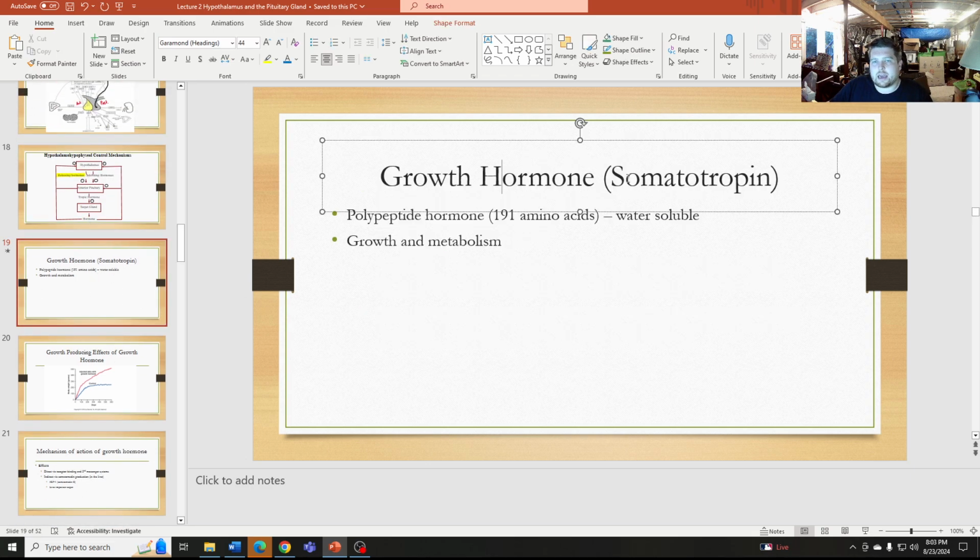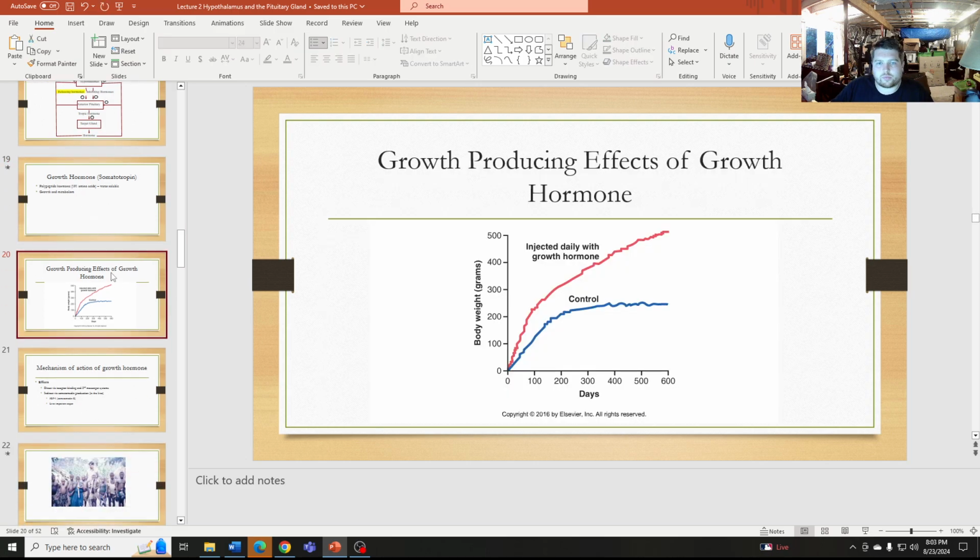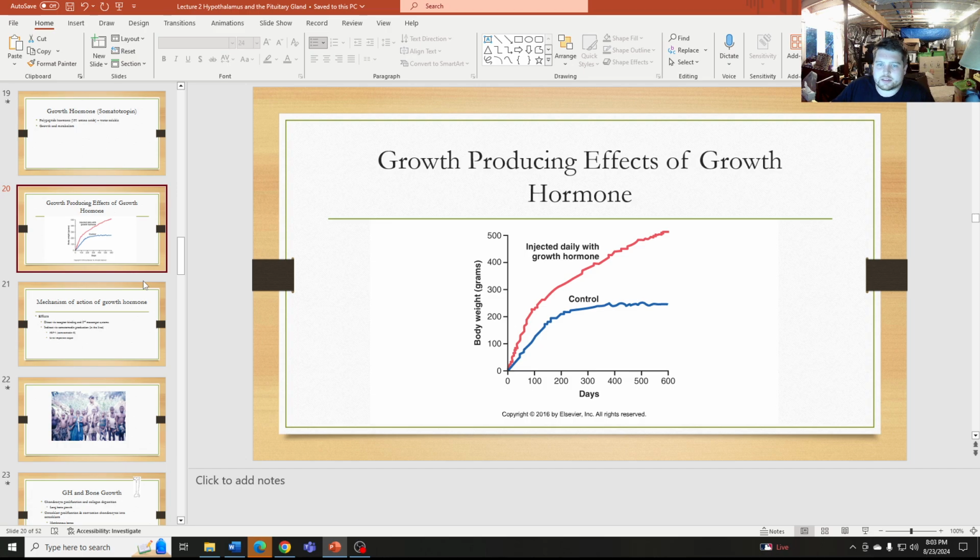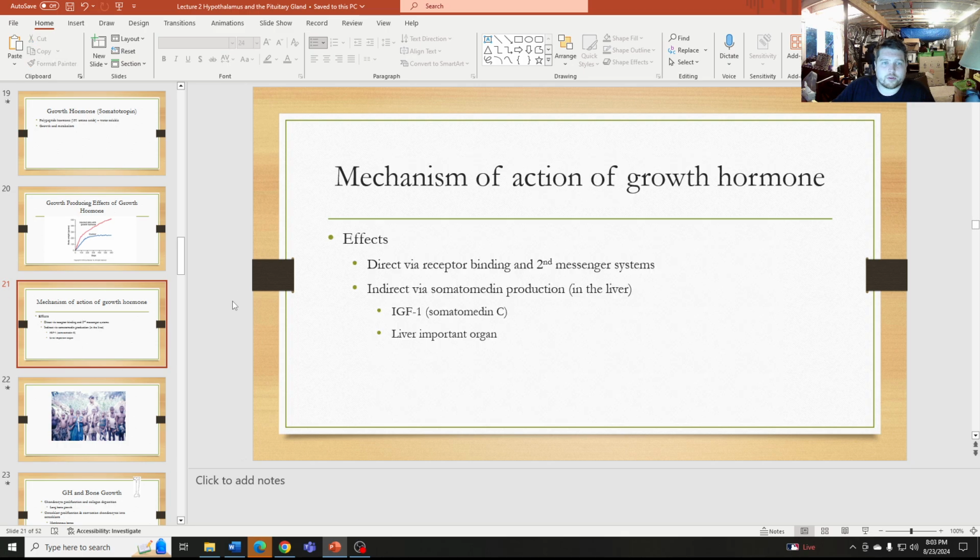Okay, again, that AKA for growth hormone is somatotropin. It is a water-soluble hormone. So here, the growth-producing effects of growth hormone. So you can see our body, we grow, and your body keeps a really good control of our growth. This is somebody being injected daily with growth hormone. So this kind of shows, again, with the graph, if our body is not controlling our growth hormone well, we can also have some other effects with growth hormone.